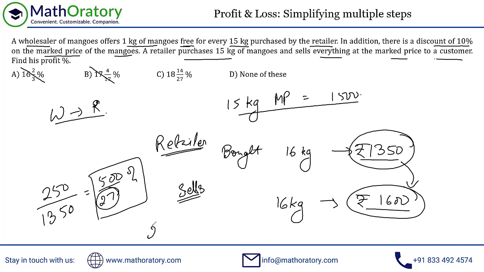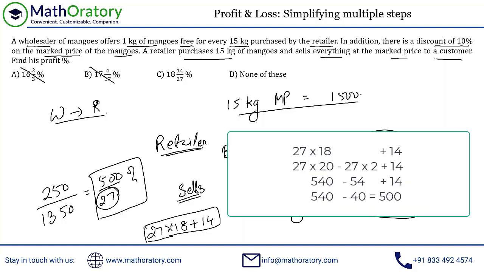So just calculate 27 into 18 plus 14 and check whether that comes out to be 500 or not. Basically, instead of converting this improper fraction to the mixed fraction, I'm checking whether this mixed fraction is as good as this improper fraction or not. So just the other way around. 27 into 18 is 27 into 20 minus 27 into 2. So 540 minus 54 plus 14 is actually 500. So this validates. So option C should be the answer here.